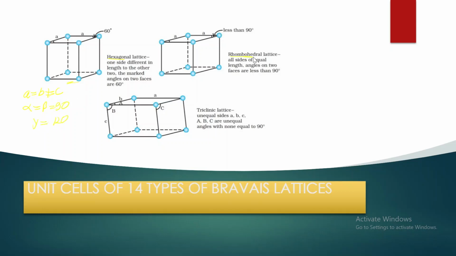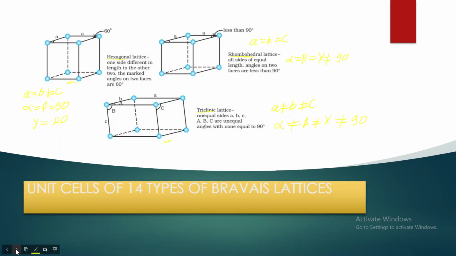Now the next one is rhombohedral. Here the only possible variation is primitive. Now all sides are equal to each other, but angles alpha, beta, and gamma are not equal to 90 degrees. Now the next one is triclinic. The possible variation is the primitive unit cell. All sides are not equal to each other, and alpha, beta, and gamma angles are also not equal to each other and not equal to 90 degrees. Okay.